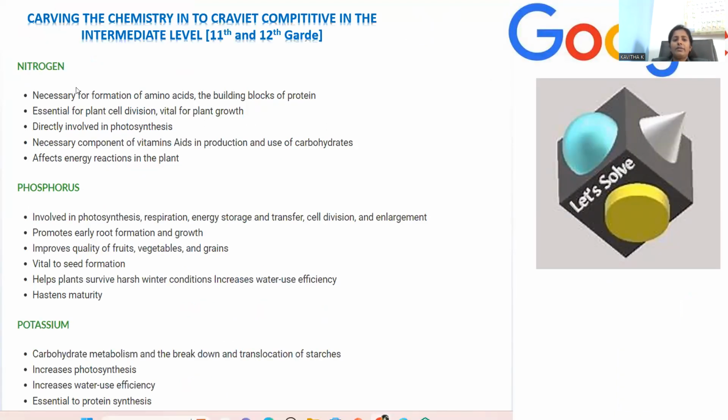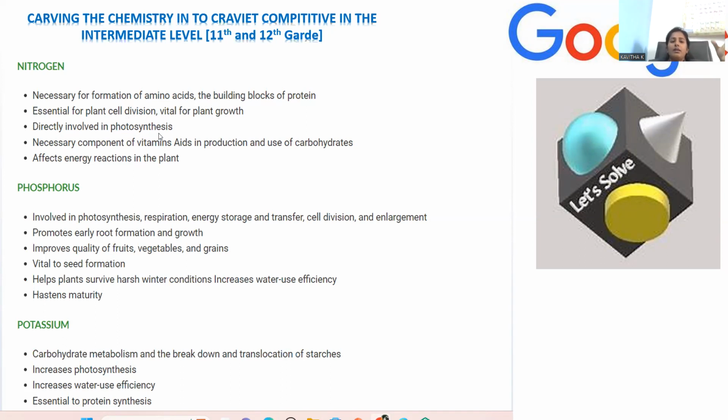The requirement of nitrogen for the plants is very essential for the formation of amino acids. These amino acids are the starting material for protein synthesis. They are called the building blocks for protein synthesis. For plant growth, these nitrogen-containing proteins are called growth factors. Cell division is possible and plant growth is possible. Nitrogen is directly involved in photosynthesis.